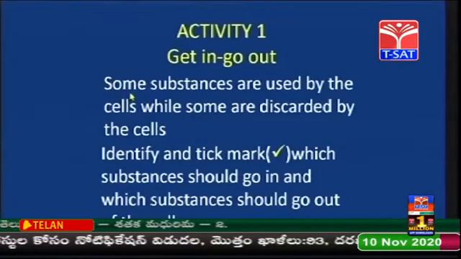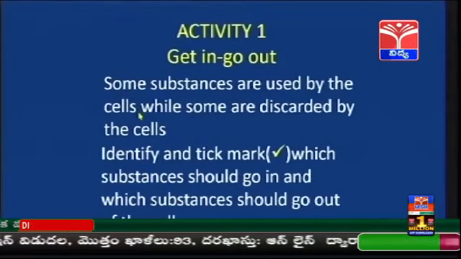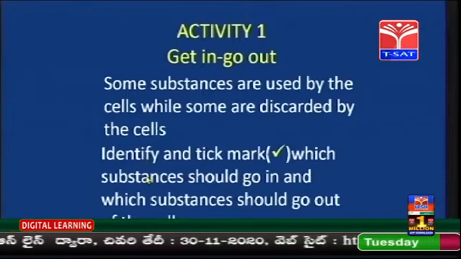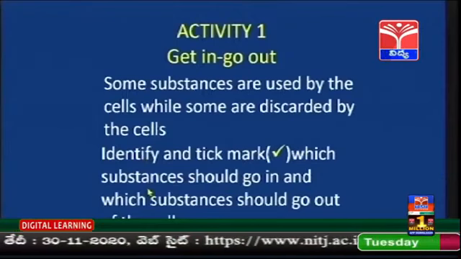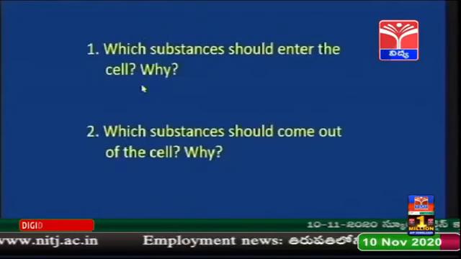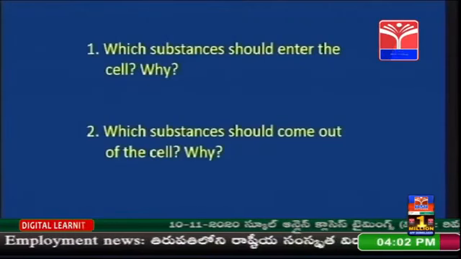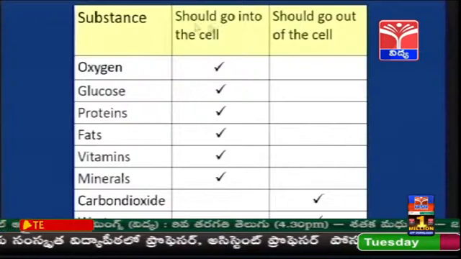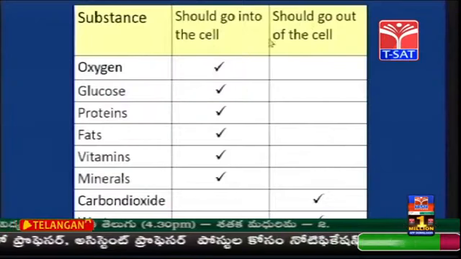Now activity 1, what gets in and goes out? Some substances are used by the cells while some are discarded by the cells. Identify and tick mark which substances should go in and which substances should go out of the cell. Which substances should enter the cell and why? Which substances should go out of the cell and why? Now let's see the table. Substance should go into the cell, should go out of the cell.